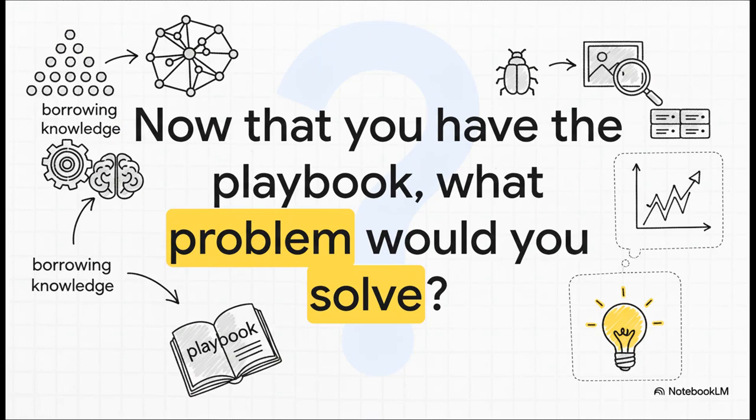So, we've covered the smart plays, creating more data when you don't have enough and borrowing knowledge when you can't start from square one. These aren't just little tricks, they are the fundamental strategies that really make modern AI possible for everyone. So, now that you have the playbook, what's the first problem you'd want to teach an AI to solve?